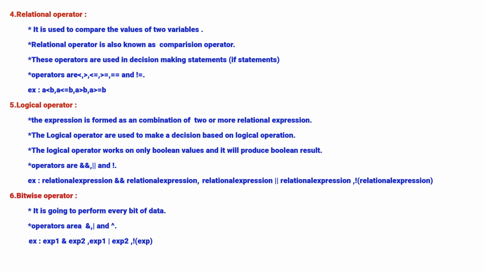Examples for relational operators are a less than b, a less than or equal to b, a greater than b, a greater than or equal to b. A and b are the data; less than or equal to and greater than or equal to are the operators of a relational operator. Now the fifth one is the logical operator.